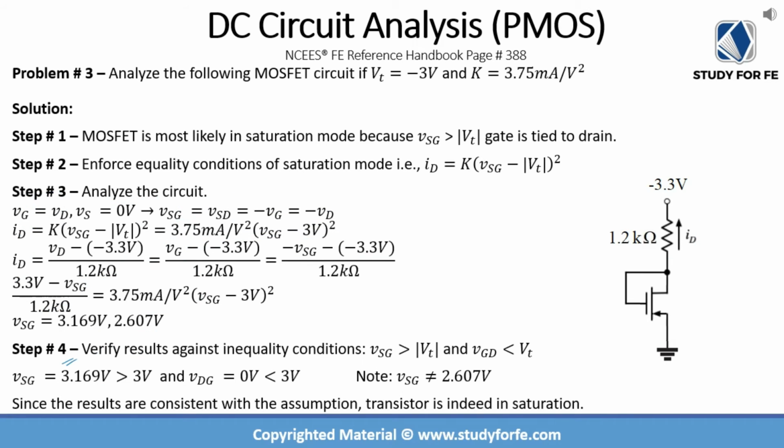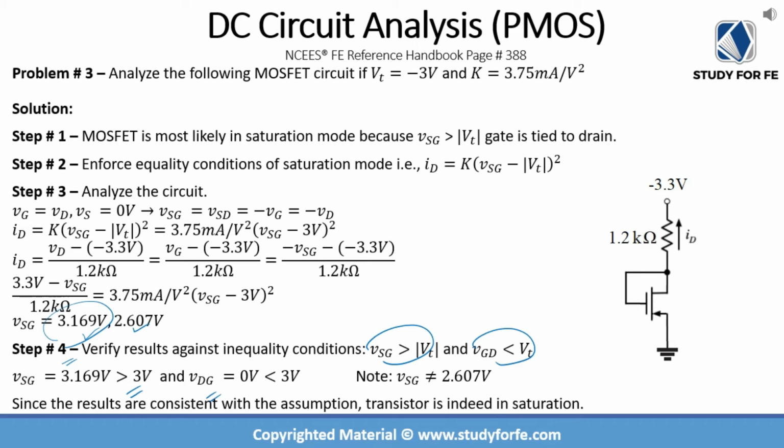In step number 4, I can verify the results against the inequality conditions. So the inequality conditions for saturation mode are these. So I have two possible values, 3.169 and 2.607. I'm going to select 3.169 because that is greater than 3 volts. And we've gone over this in the NMOS lecture as well.